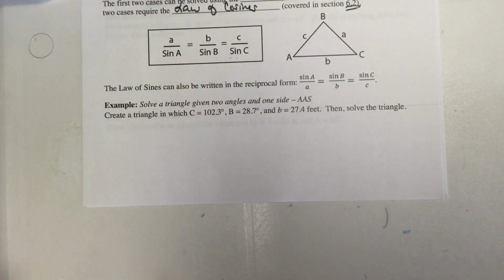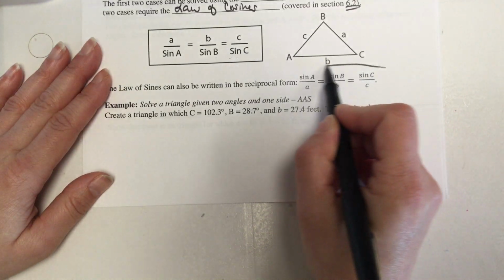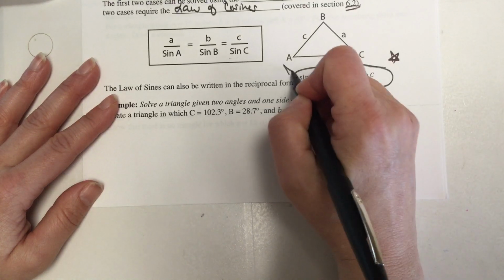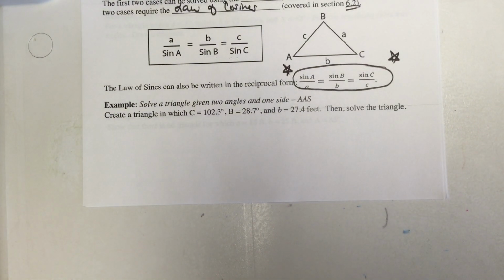You have to pick: are you going to do the angles on the top and the sides on the bottom, or vice versa? 90% of the time when you look in math books, it's going to put the sine of the angle over the side, okay? But they just want you to realize that it is equivalent as long as you are consistent.